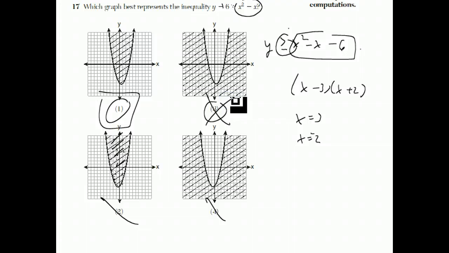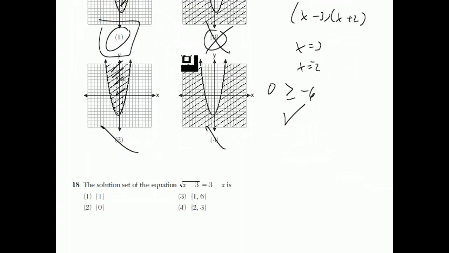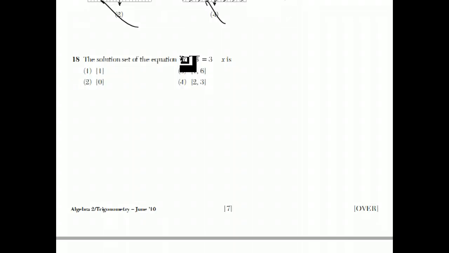You could actually take a point like 0, 0 and plug it in for x and y, and you get 0 is greater than or equal to negative 6, which is true. That would tell us that we want to shade the portion of the parabola that does have 0, 0 in it. That's actually a pretty hard question there. Moving on to question number 18.